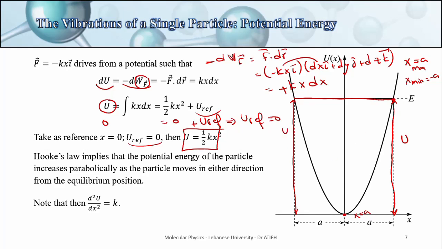Let's take another point. If for example the particle is at position x equals A over 2, in this case part of its energy will be kinetic and the other part will be potential, such that their sum is equal to E. If this is the part that is potential, then this is the part that is kinetic, called T, such that U plus T must be equal to E. At x equals 0, in the middle, U is equal to 0 and all the energy is kinetic.